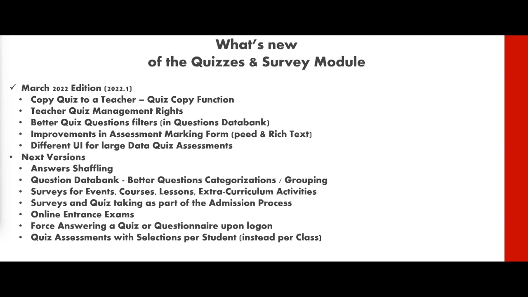This is already published. In the next version, within the next few months, we want to enable the shuffling of answers. Today we have shuffling of questions. Answers always have A, B, C, D, always in the same order. If we want to have the question being steady and the A, B, C, D to be shuffled, this is not supported today, but we are going to support it. We want to improve the categorization of the questions in the question bank with more capabilities, so you can have a much richer interface of doing things like that.